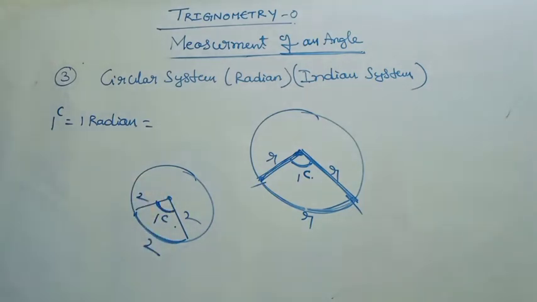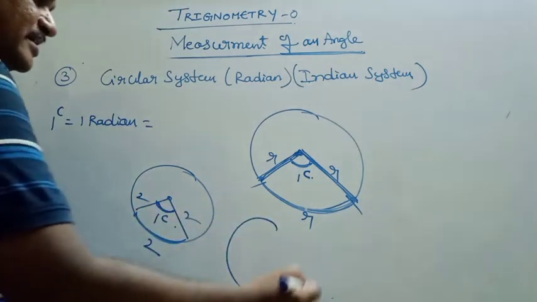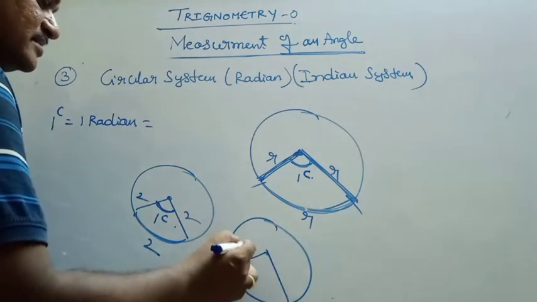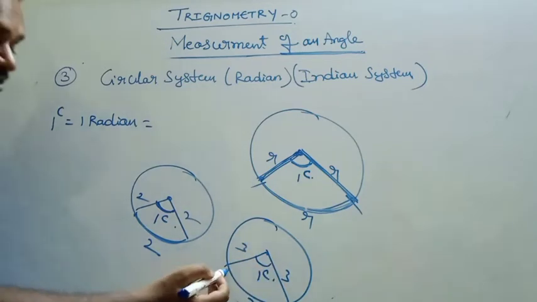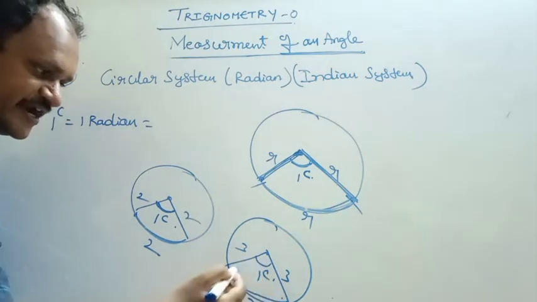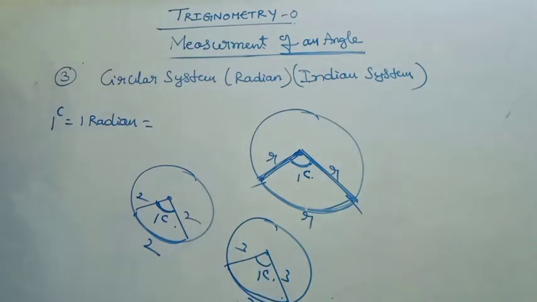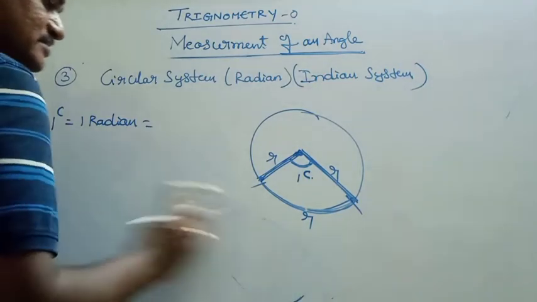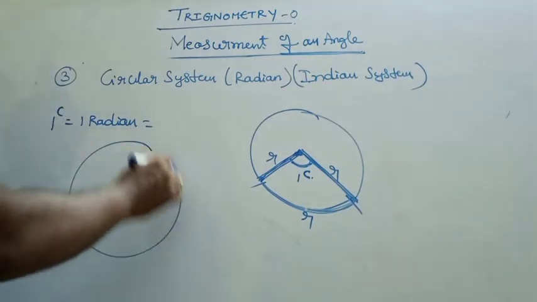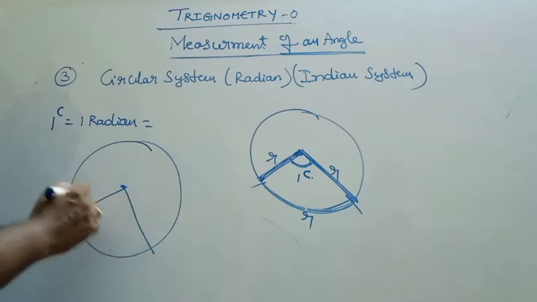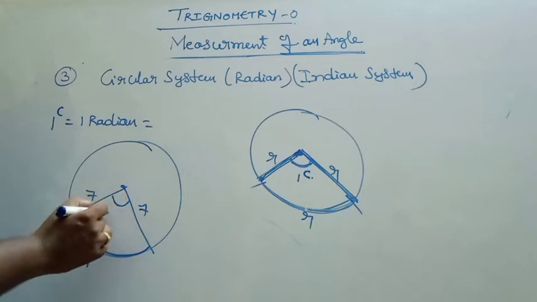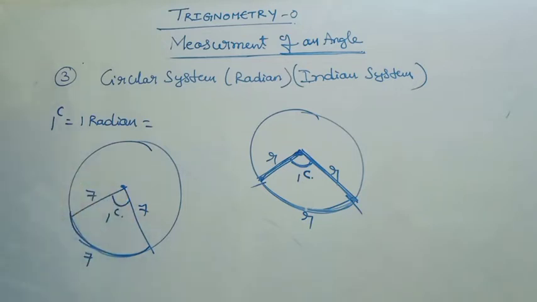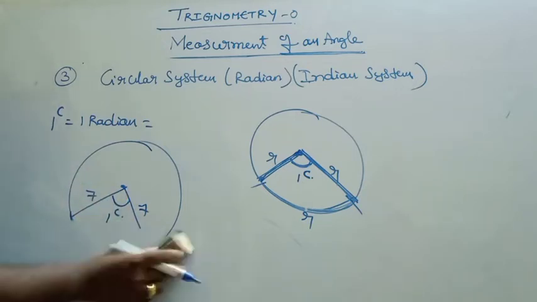This is the wonderful thing developed by Indians. Similarly, suppose you take another circle with radius 3, here 3, and this also 3. Then the angle made by an arc whose length is equal to the radius is called 1 radian. Suppose you take a bigger one, a circle with radius 7 centimeters. If the arc length is also 7, then the angle made at the center is 1 radian. This is what you mean by 1 radian.